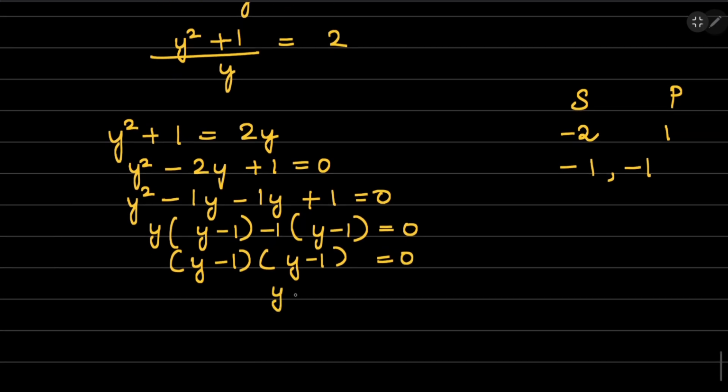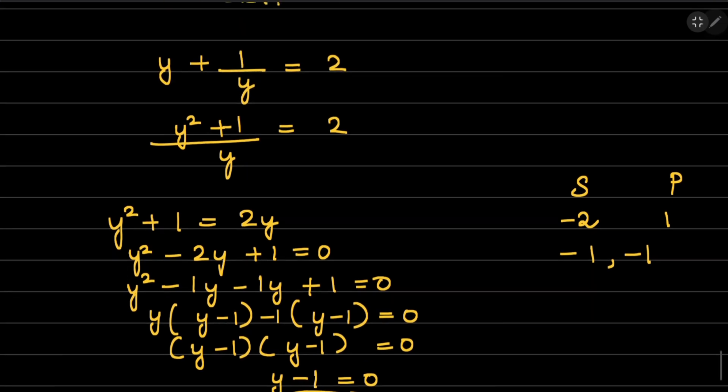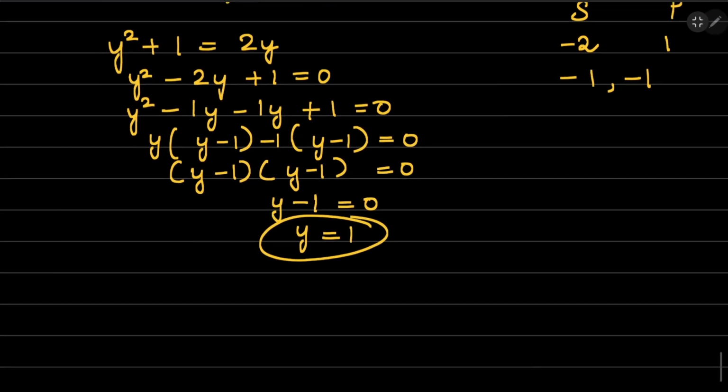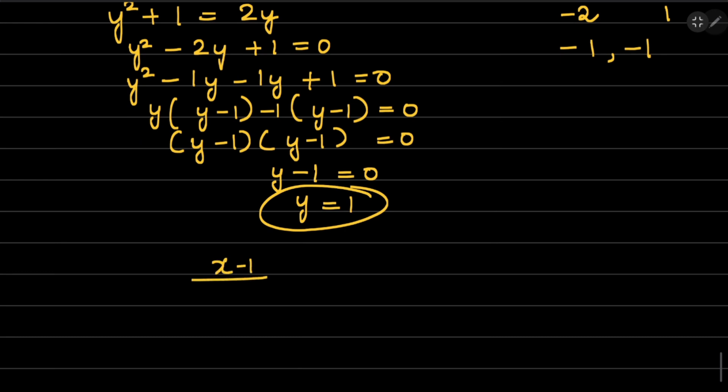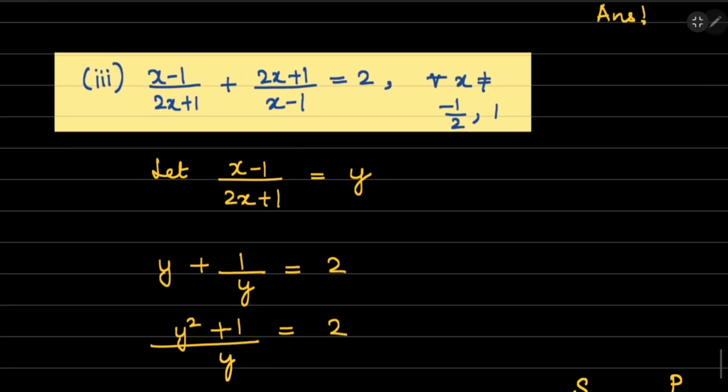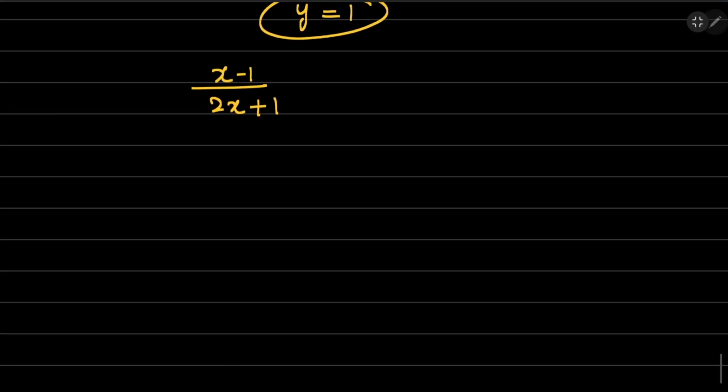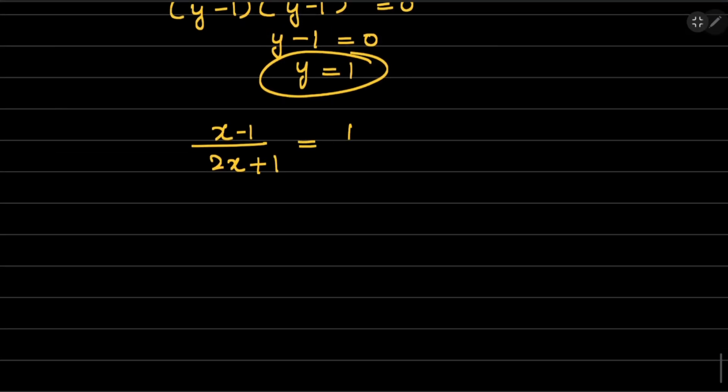Right? So either y minus 1 equal to 0 or it's the same thing. So y is equal to 1, 1 is what you are getting. So what is y now? x minus 1 divided by 2x plus 1, isn't it? Initially we had assumed that x minus 1 divided by 2x plus 1 is equal to 1.